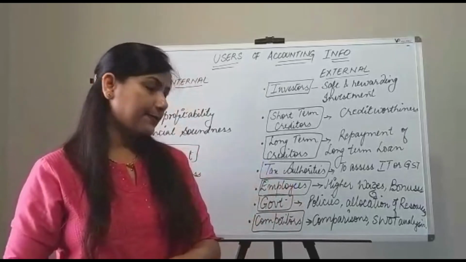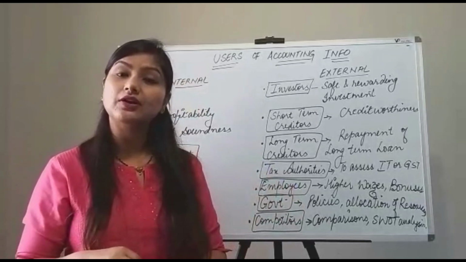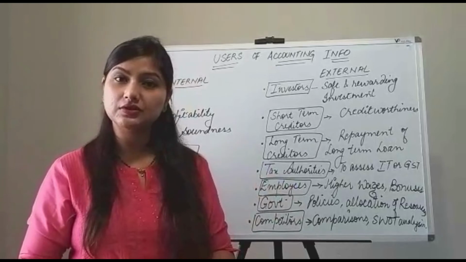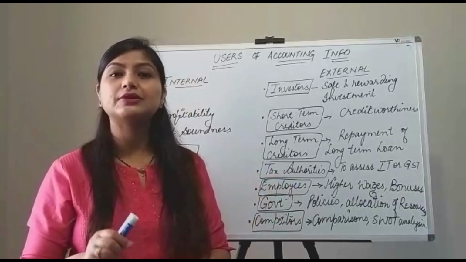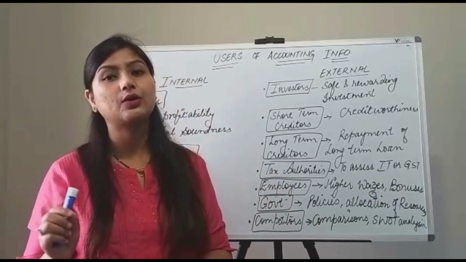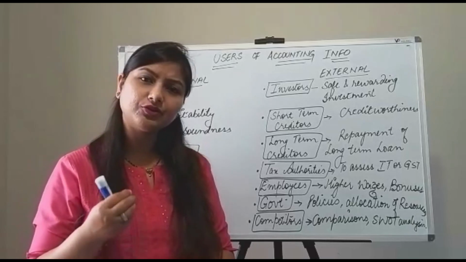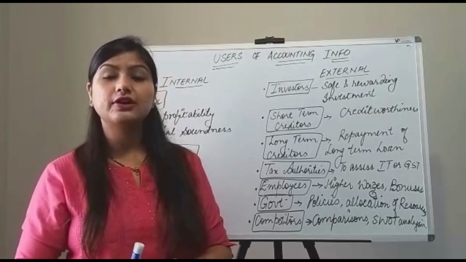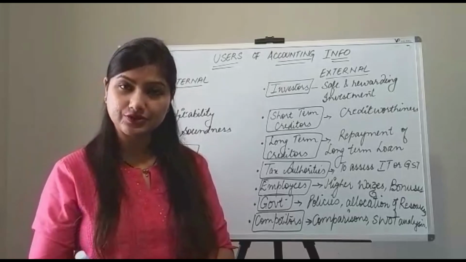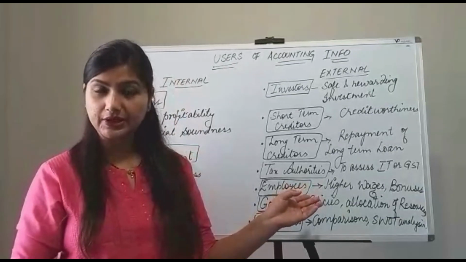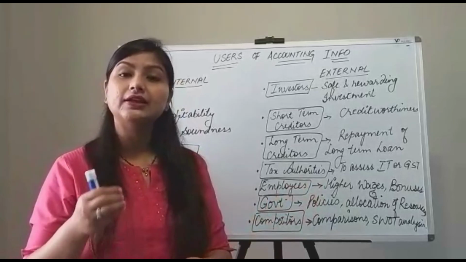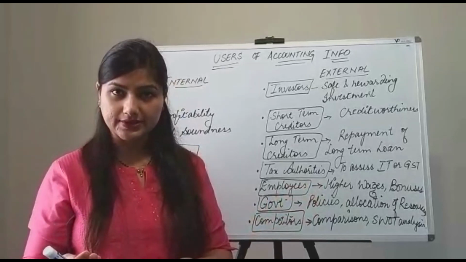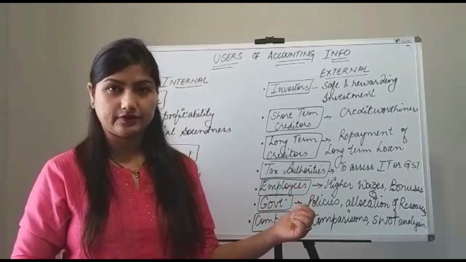Then comes government. Now why does government require accounting information? Because if the government does not have appropriate accounting information, how would it be able to help or support the business? So if the government has to allocate resources to the company or the business, accordingly it will frame policies for the business. So it also requires accounting information.